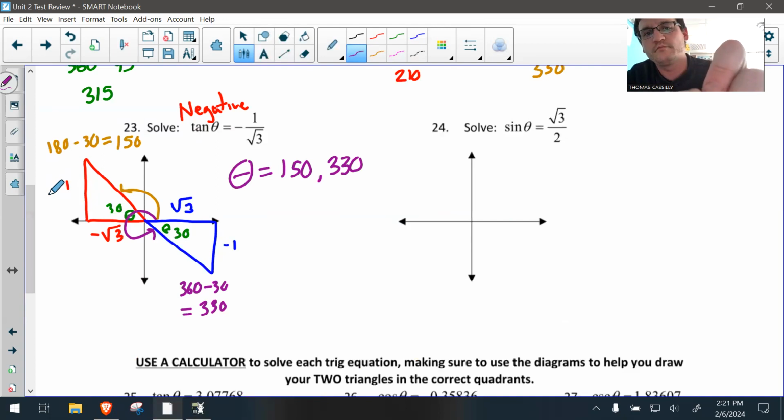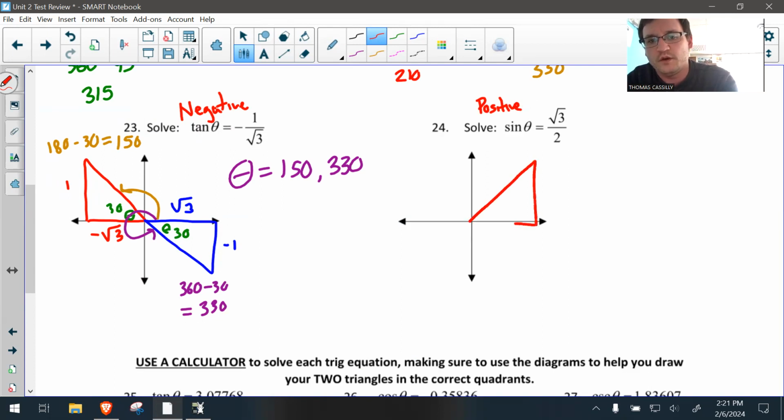All right, so we got one more. Sine, it's positive. All right, so that should help us identify what quadrants it's in. Well, sine is positive in quadrant 1. And sine is positive in quadrant 2. All right, so if we think sine goes with the opposite and the hypotenuse.